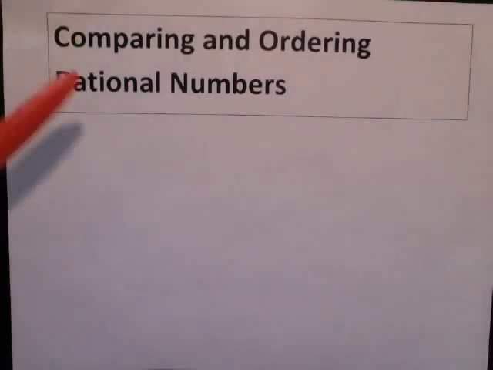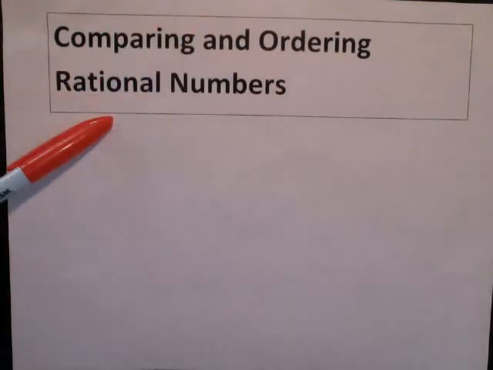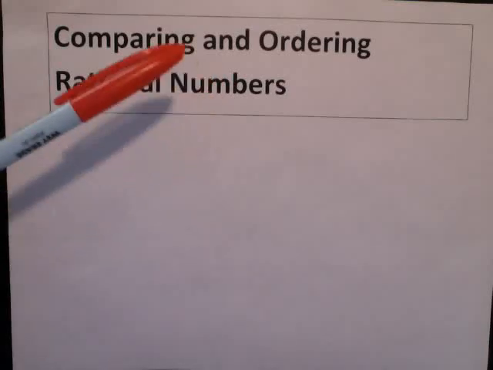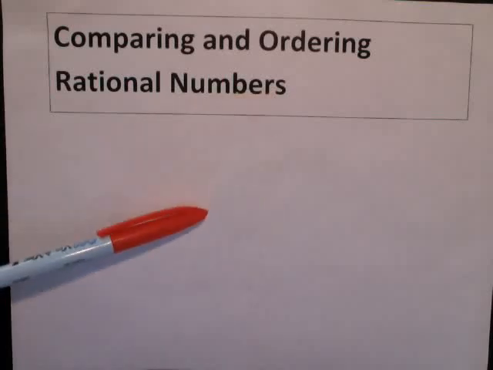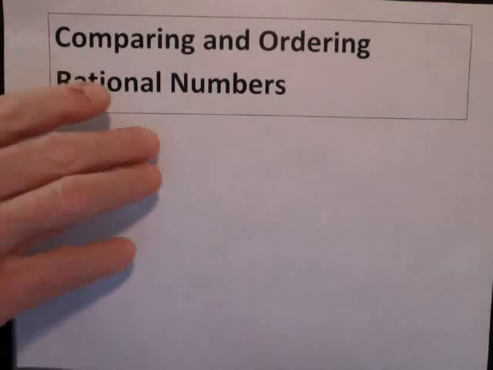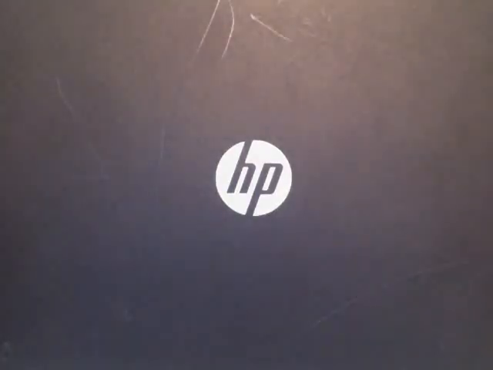Alright, in this video we're going to talk about comparing and ordering rational numbers. Remember that rational numbers are any positive or negative whole number, counting number, or integer, including fractions and decimals. Alright, so with that in mind, we're going to take a look at our first piece of information.